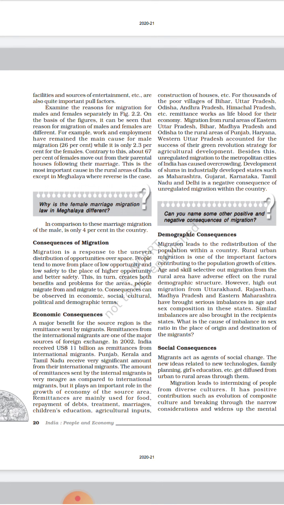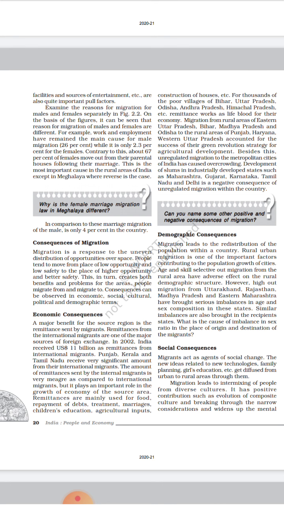So this creates both a benefit and a problem for the areas people migrate from and migrate to. These consequences can be observed in social, economic, cultural, political, and demographic terms. So let's study them. First are the economic consequences.